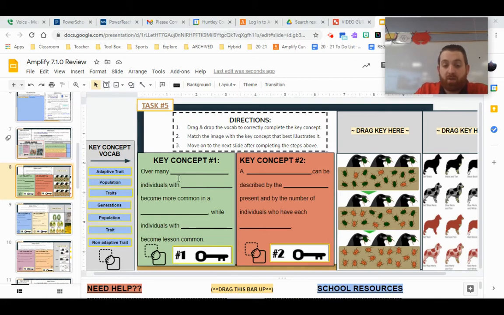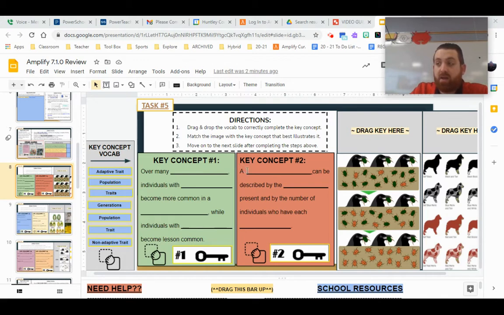Over many generations, individuals with adaptive traits become more common in a population, while individuals with non-adaptive traits become less common. So the idea is that traits that are better suited continue on, versus those traits that are not suited, which do not continue on.